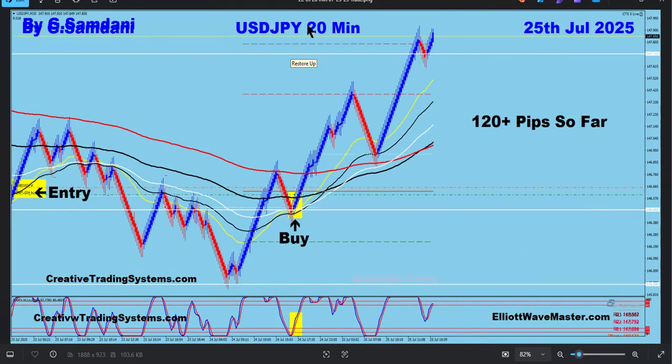And then USD/JPY, USD started to get strong a little bit. And this is the entry, went up nice and clean for 120 pips.